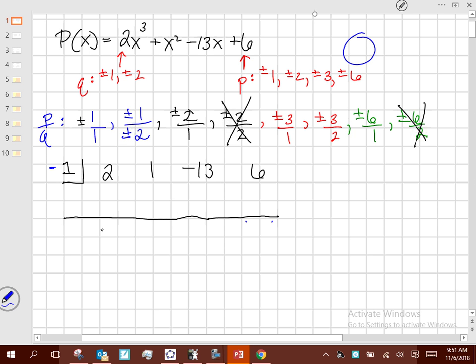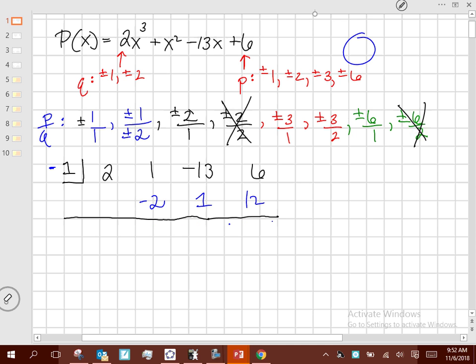Try negative 1. So bring my 2 down. Gives me negative 2. Add that. Gives me negative 1. Gives me 1. Negative 12. And I think some of you are seeing that that's not going to work. Gives me 18 as a remainder, right? Not a 0. So 1 and negative 1 did not work.